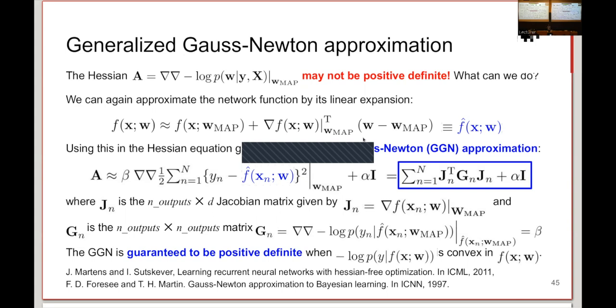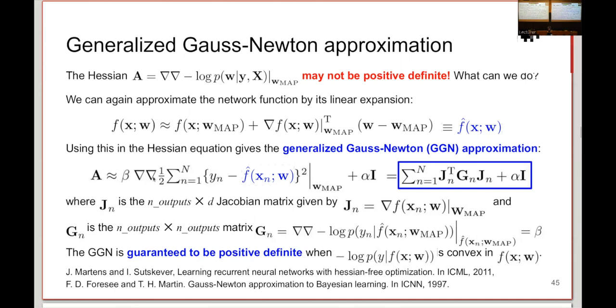The idea is that you approximate again the neural network with a linear model. You feed that linear model into your likelihood, and now you have the log likelihood of a linear model. And you work with the Hessian of that log likelihood. Because the linear model, in most cases, is going to have a positive definite likelihood function, this is guaranteed to give you a positive definite Hessian.